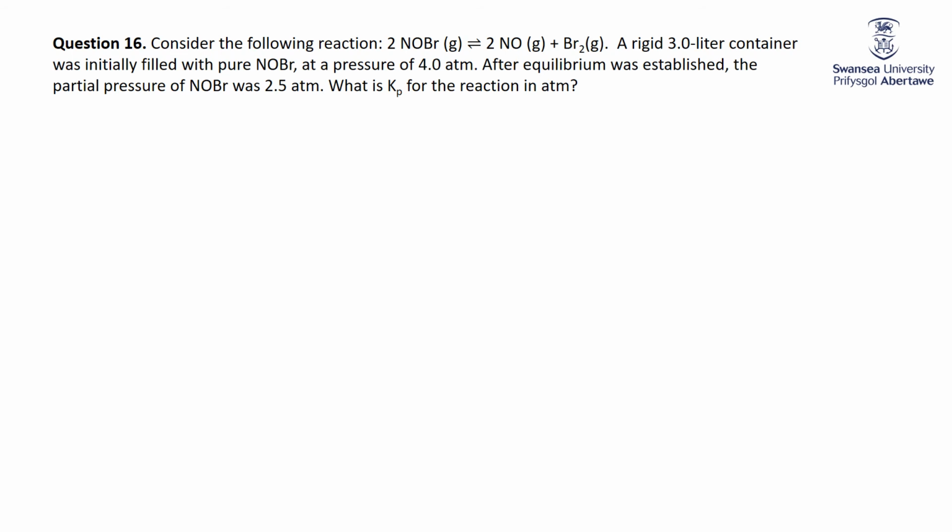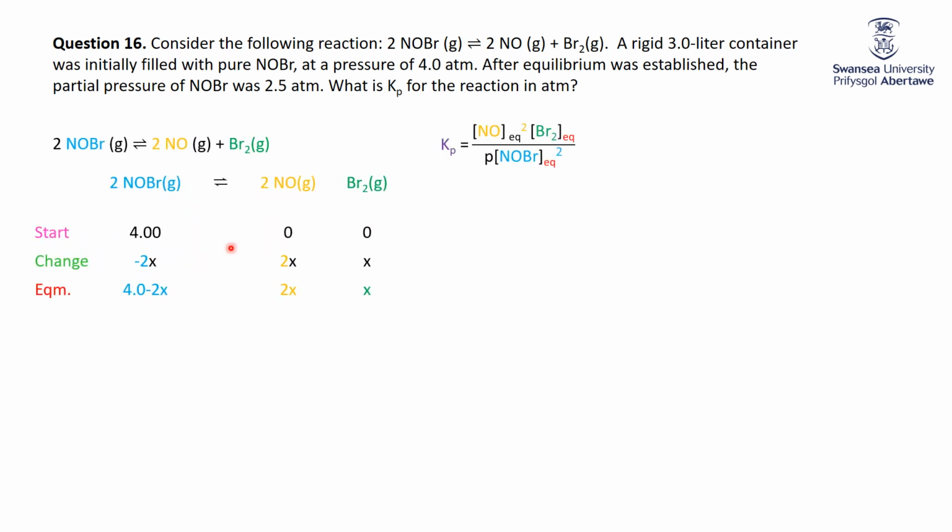So the following reaction, rigid 3-litre container filled with pure NOBr at a pressure of 4. After equilibrium is established, the partial pressure of NOBr is 2.5. Okay, so again, telling you starting pressure and equilibrium pressures, so it's Kp. There's the reaction, there's the Kp expression. Here's our SCA chart. We start with 4 atmospheres of NOBr, so the 3-litre container in this case, who cares other than it's telling us it's rigid, and so the volume stays the same, but we're interested in pressure, so we don't need to know the volume.